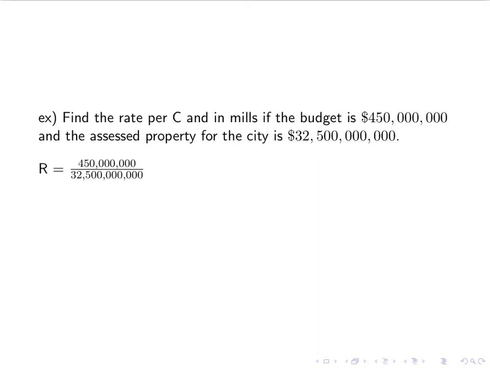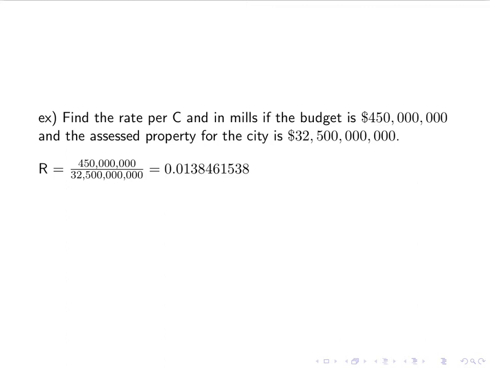Again, cancel as many zeros as you can. In this case, we're going to have 7 zeros that we can get rid of. So you're going to be left with 45 over 3,250. And that gives us this lovely crazy decimal here.